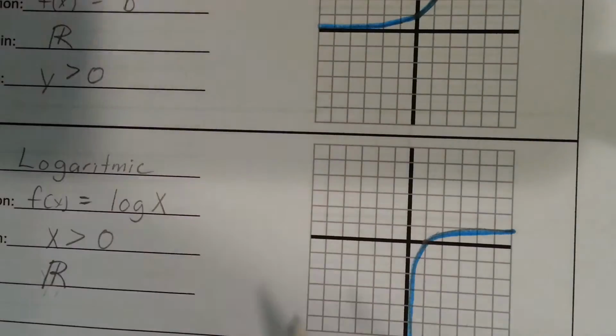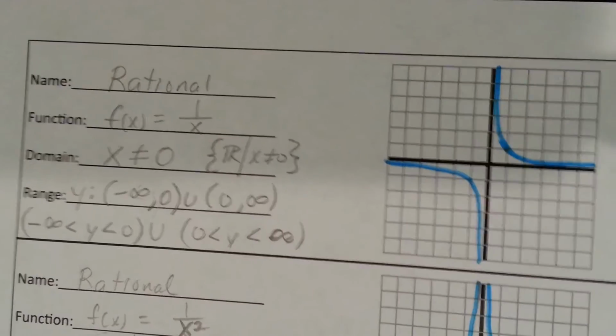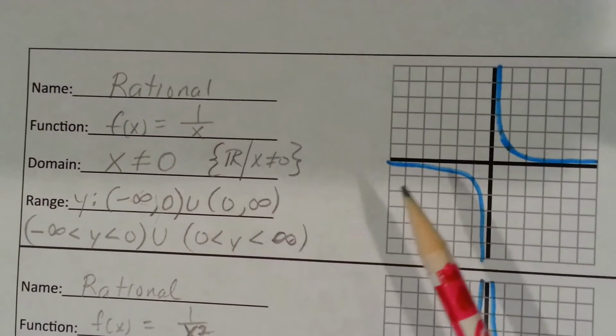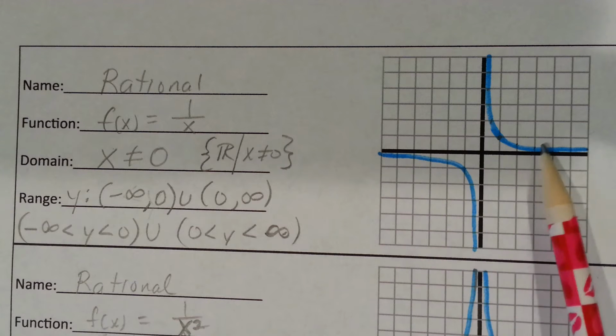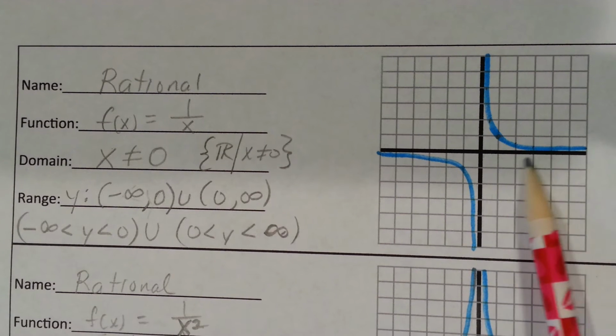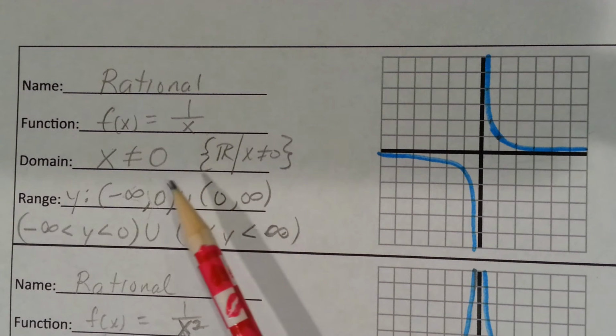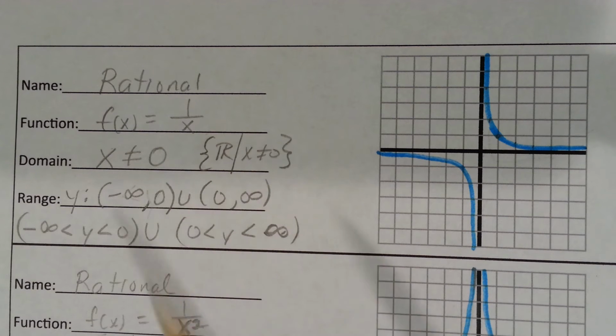All reals. A couple more. We have two rational functions. This is 1 over x. Notice I have all these values except I've got an asymptote here. Notice how this hits that invisible wall and this hits that invisible wall. I can't have a 0 in the denominator. x can't be 0. All real numbers, but x can't be 0.